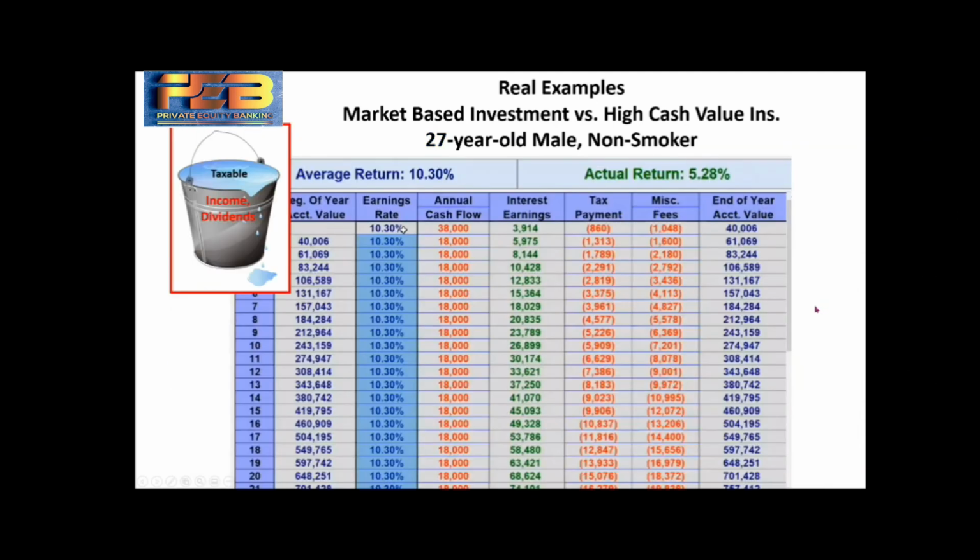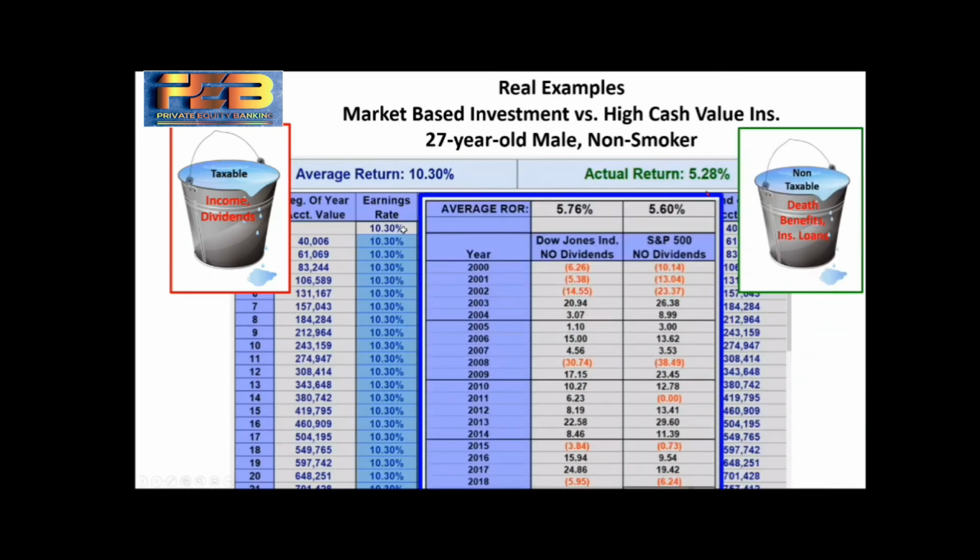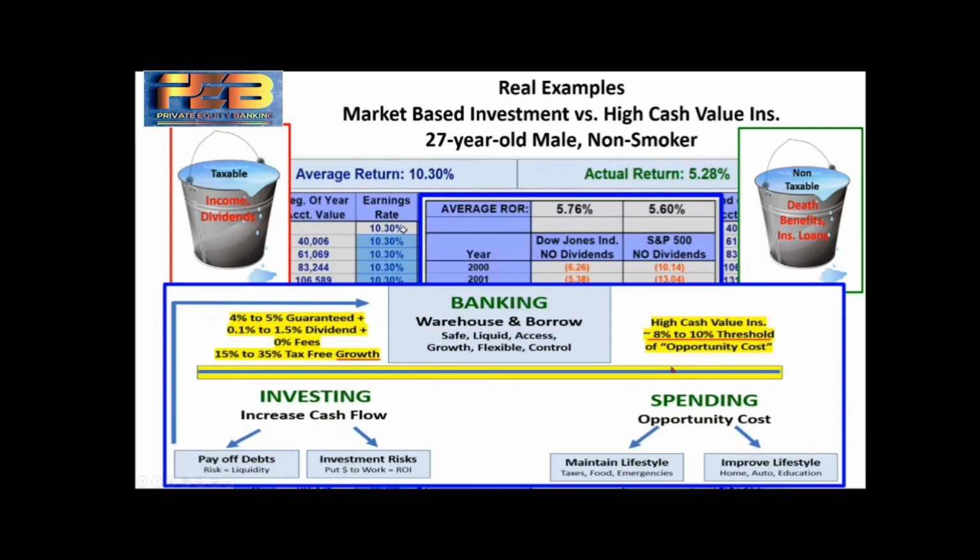You get the idea. So what becomes important here is understanding that when we compare apples to apples, by making a taxable bucket like unto a non-taxable bucket, what ends up happening is that it takes almost twice as much money in your taxable bucket to get what you get in a non-taxable bucket. So just keeping that in mind.